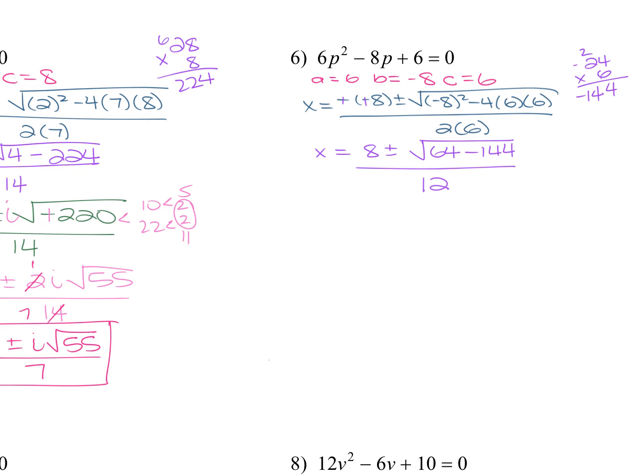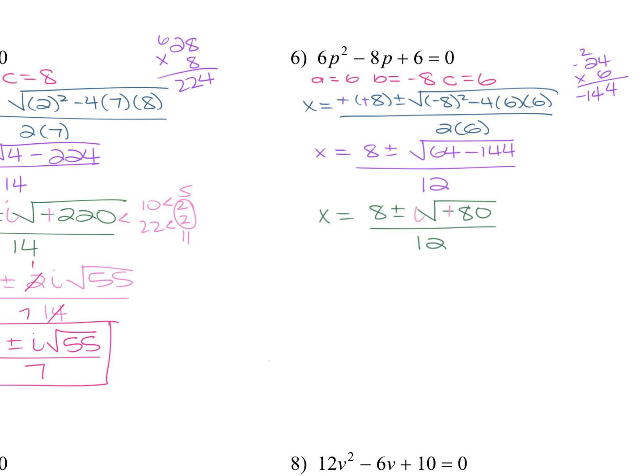From here, you're going to do the 64 minus 144 underneath that radical. And that's going to leave you with 8 plus or minus the square root of a negative. Your 4 minus 4 is 0. 14 minus 6 is 8. So negative 80 over 12.